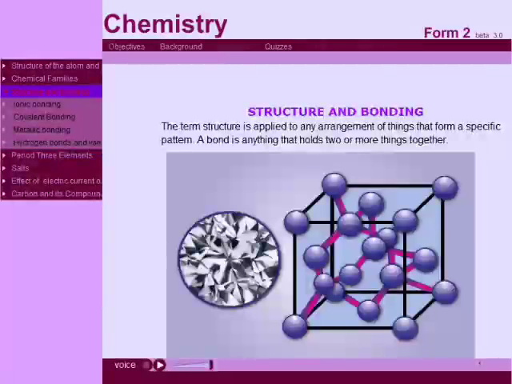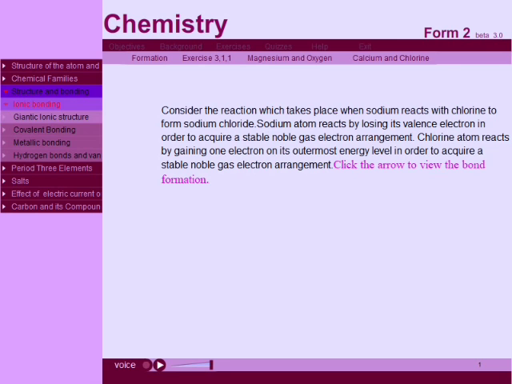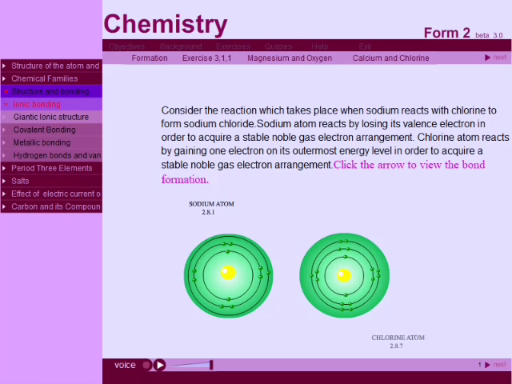The term structure is applied to any arrangement of things that form a specific pattern. A bond is anything that holds two or more things together. Consider the reaction which takes place when sodium reacts with chlorine to form sodium chloride.